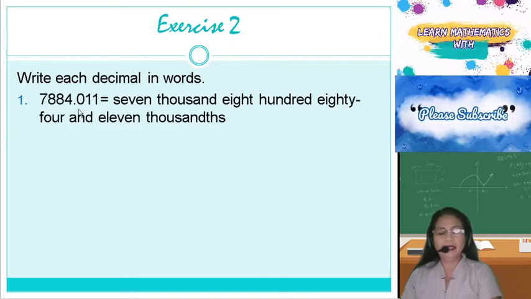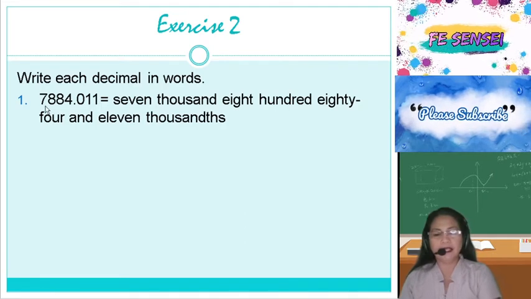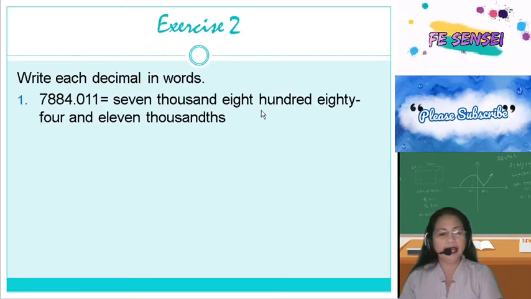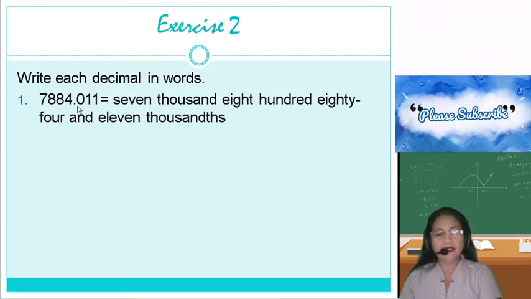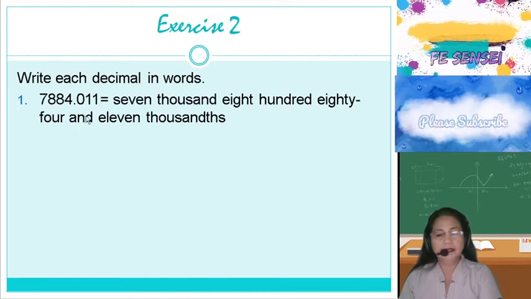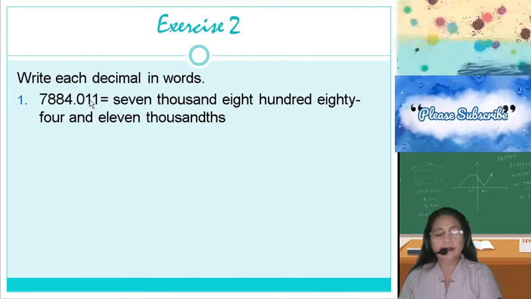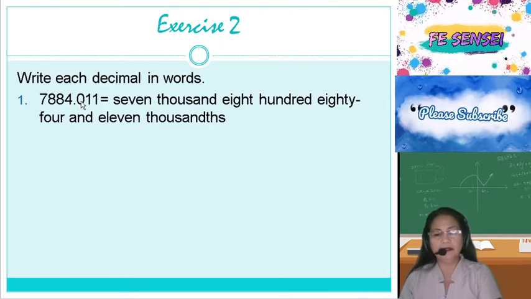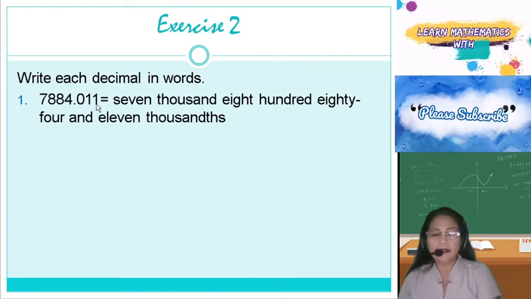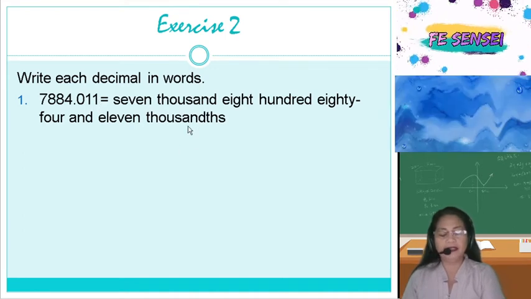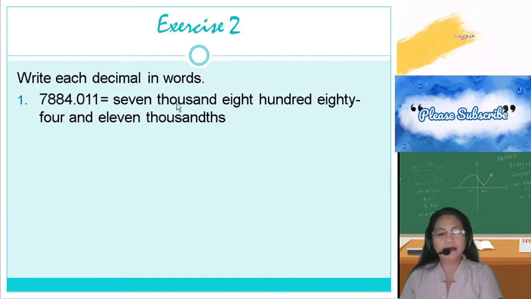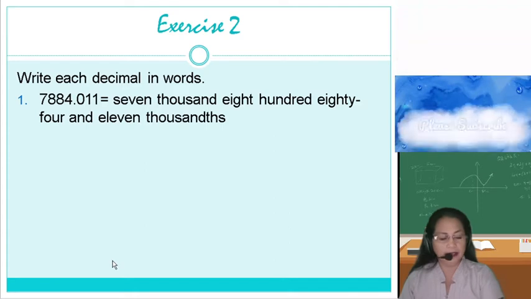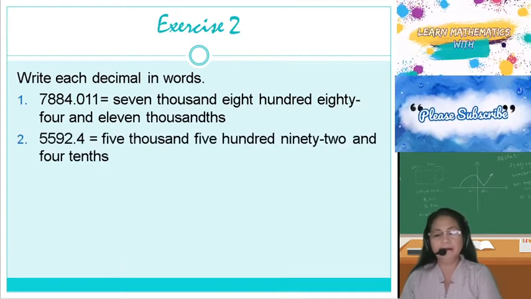So read the number before the decimal point, that is 7,884. Then the decimal point, then 11. And this is 3 digits after the decimal point. So the last digit is in the thousandths place. So 11 thousandths. 7,884 and 11 thousandths. Another example.